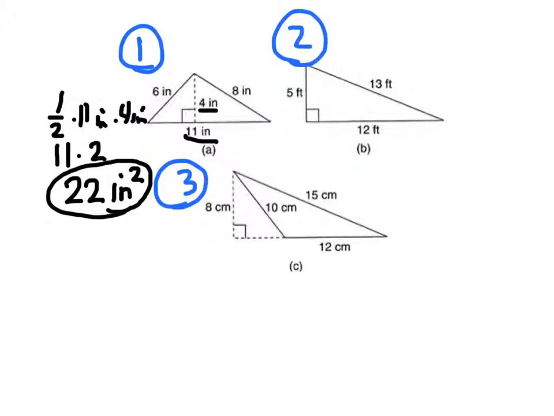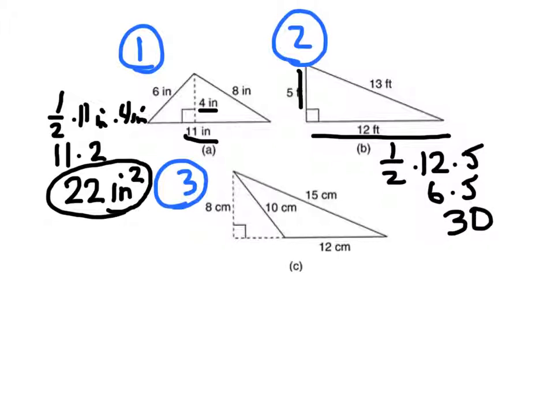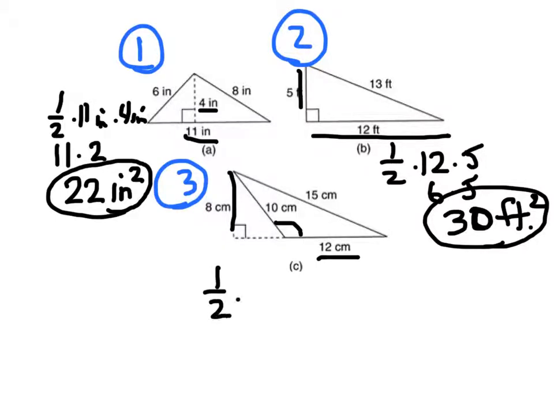Number 2, the base is 12, the height is 5. So 1/2 of 12 times 5, that's going to equal 6 times 5, which is 30, and the units are feet, so it's going to be squared feet. All right, how'd you do for that one? All right, finally we have this obtuse angle. So our base is 12 and the height is 8. So 1/2 of 12 times 8, that's 6 times 8, that equals 48, and it's squared centimeters.